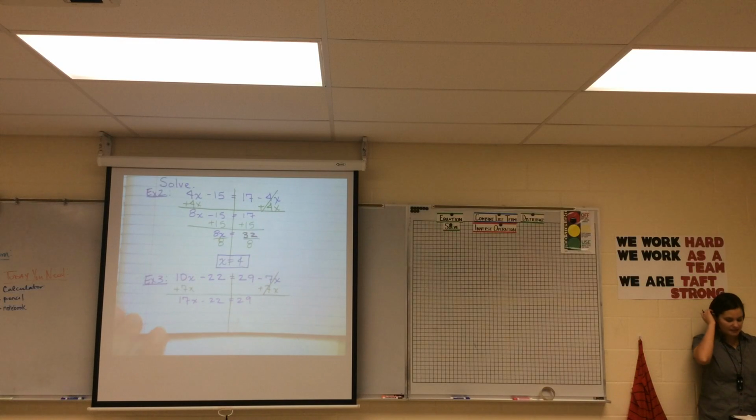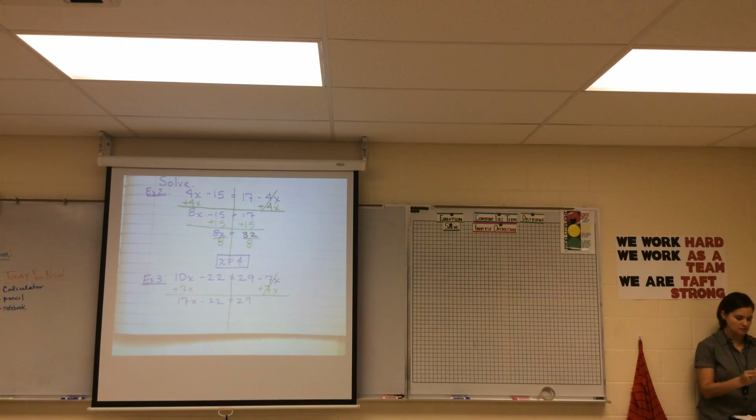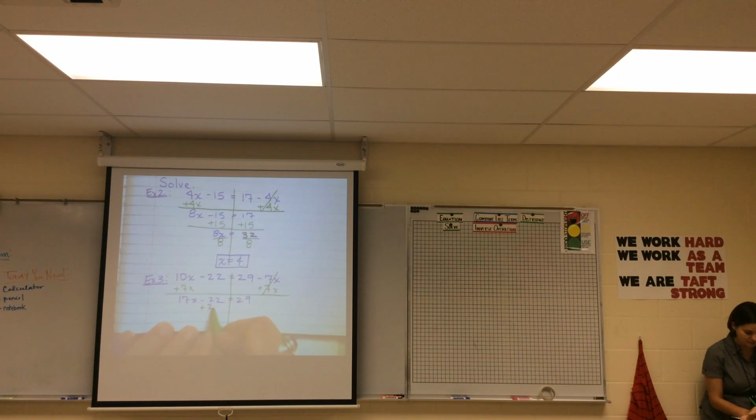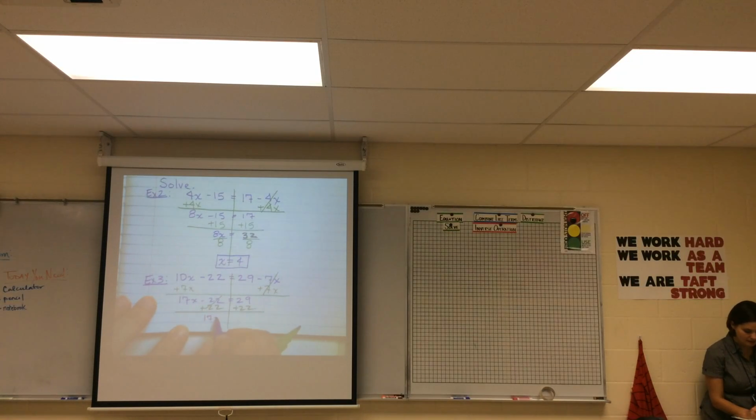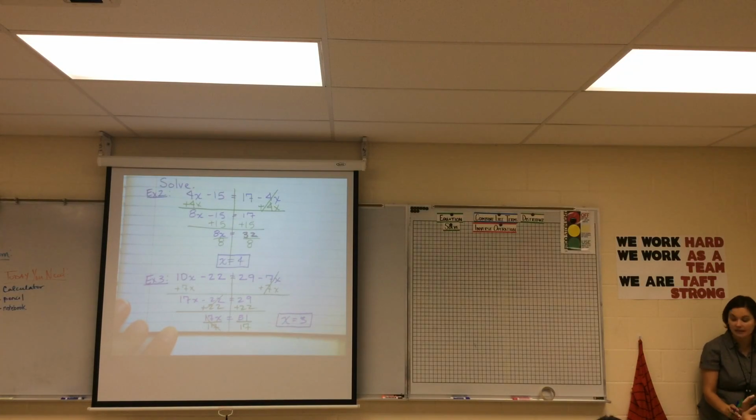Beautiful. And then to move that minus 22, what's the inverse of subtracting 22? Add 22 to both sides. Very good. So I'm left with 17x equals 51. So finally, I'm going to divide both sides by that coefficient 17. So x equals, very good, x equals 3.